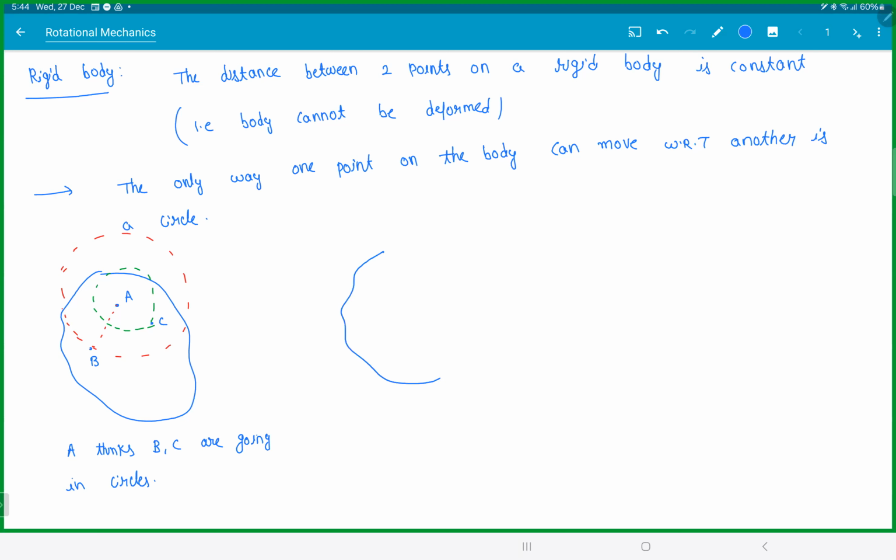Now something more interesting happens. If you take a line AB and a line CD, and I say line AB rotated by theta, you can be sure even line CD rotated by theta. If a line on a rigid body rotates by theta, then every line on the rigid body rotates by theta.